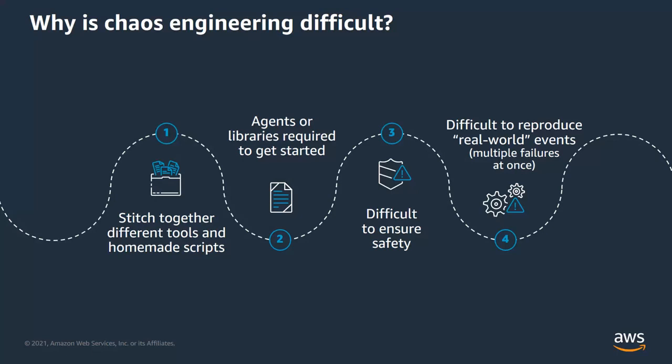And finally, some failures are just really hard to reproduce. So it's important to realize that outages rarely happen because of one single failure. It's often a combination of small failures happening at the same time or in sequence. And that is often just hard to reproduce.